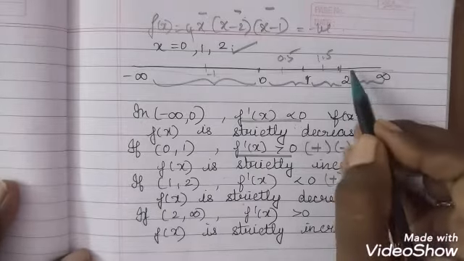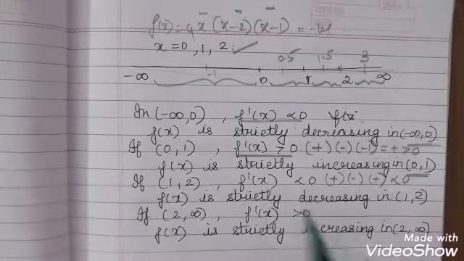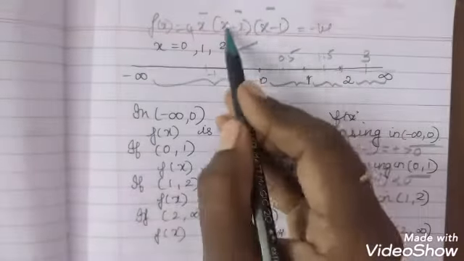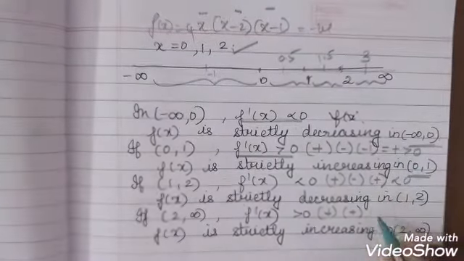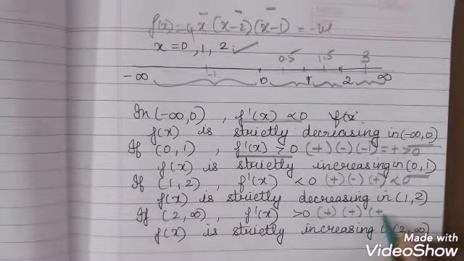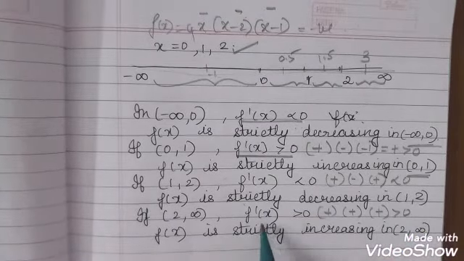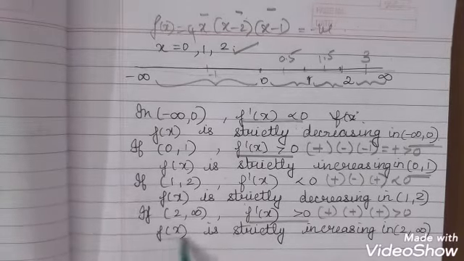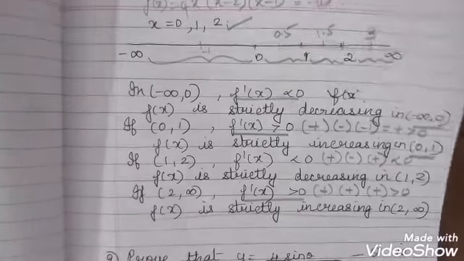Correct? Next is what? 2 to infinity. Can we take 3? When I take 3 and substitute it here, you will have plus. 3 minus 2 is nothing but 1. So it is plus here. 3 minus 2, that is also nothing but plus. So plus into plus into plus, that's nothing but greater than 0. Therefore f dash of x is greater than 0. That's you say that f of x is strictly increasing in the interval 2 comma infinity.